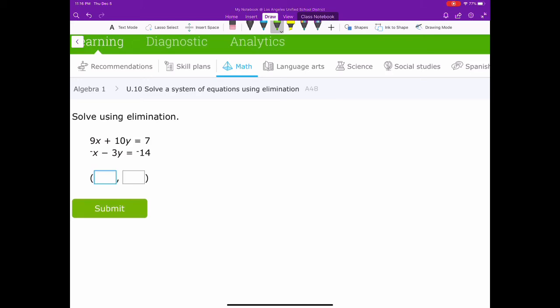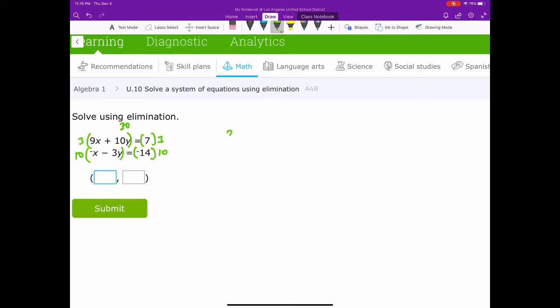Now, what number can I make 10 and 3 look alike? I can't make 10 look like a 3, and I can't make 3 look like a 10, but I can make them both look like 30. So we're going to multiply the top by 3, and the bottom by 10. That will give us our 30y each. So let's go ahead and write that out.